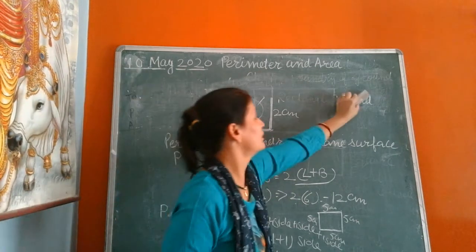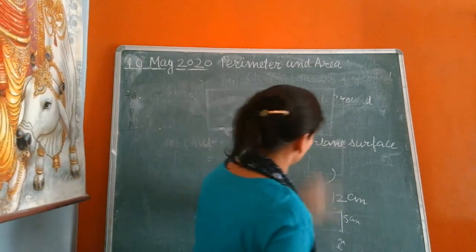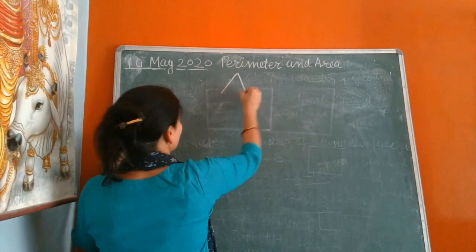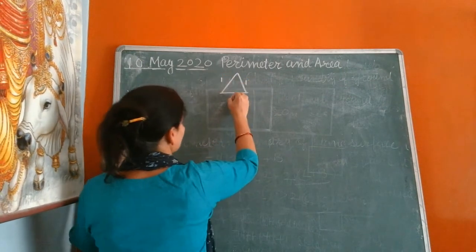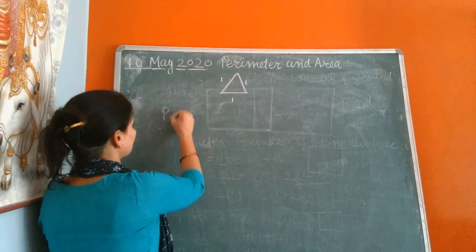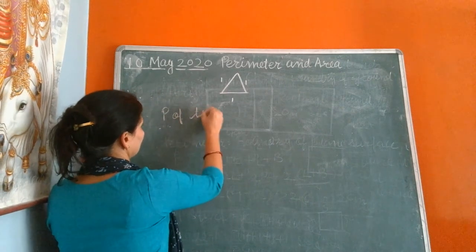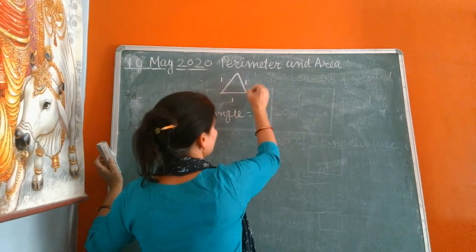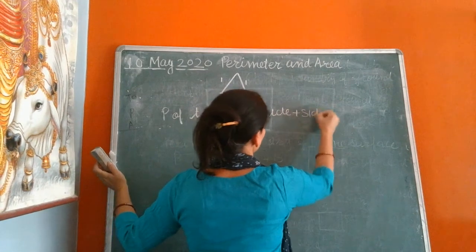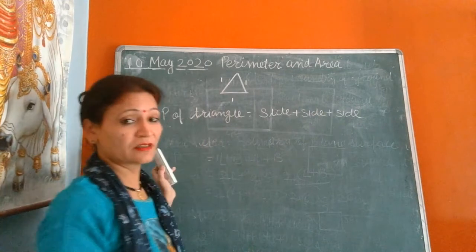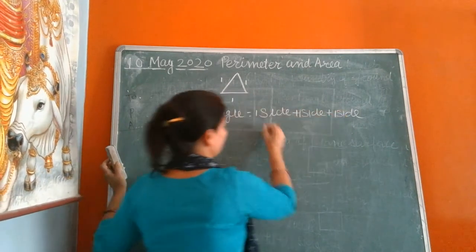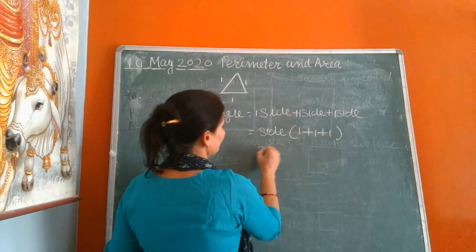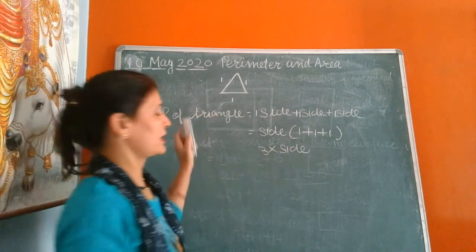Now, perimeter of a triangle. This is a triangle. So, one side, second side, third side. These are three sides. And perimeter of a triangle. How many sides are there in a triangle? Three sides. So, the boundary of the triangle is side plus side plus side. How many sides are there? Three. So, one side, second side, and third side. Side will be taken common. Side, how many are left? 1 plus 1 plus 1. So 3 into side is the perimeter of a triangle.